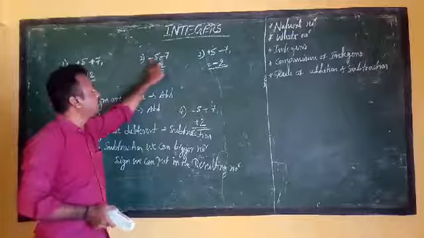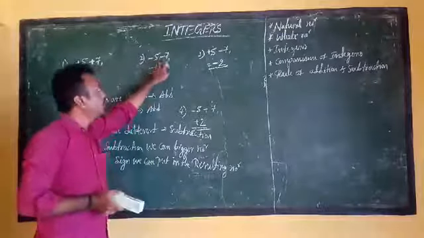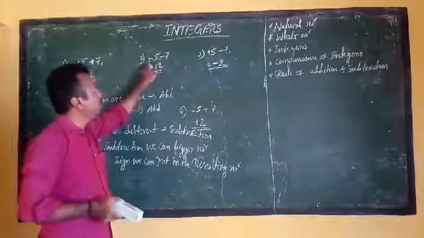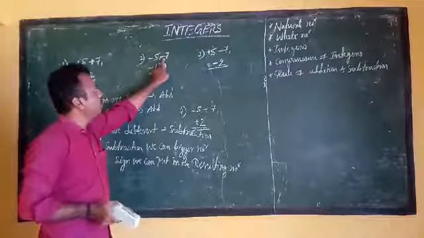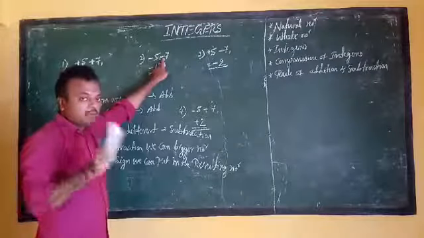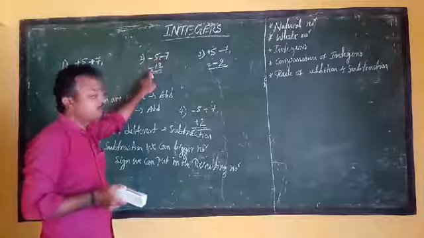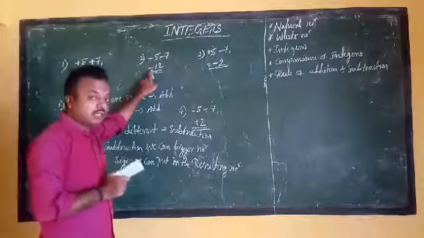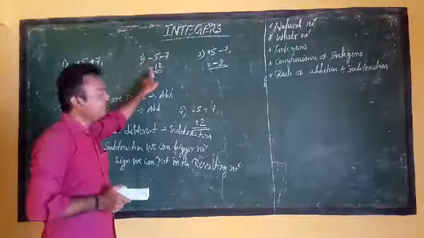So minus 5 and minus 7 is there. Here both are the same sign, therefore we can do the addition. 5 plus 7 is 12. After the addition, what is the sign in the question? Therefore we put the same sign in the resulting number, minus 12. If it is plus, we have to put plus.